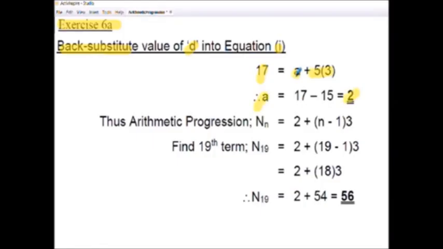Now I can go back to the original question and I can find the 19th term by using my nth term equation. So n19 is equal to the a, which is now 2, plus n, little n, which is 19 take away 1, times by the common difference, which we found was to be 3. Again, doing the arithmetic on that, the 19th term in the series is a value of 56.